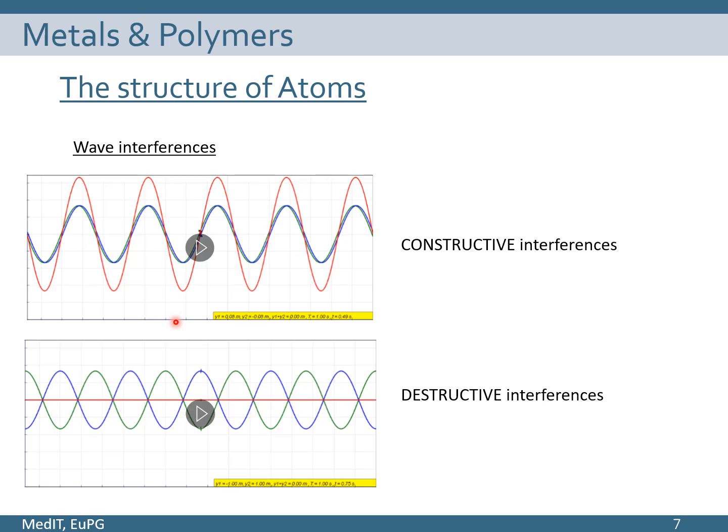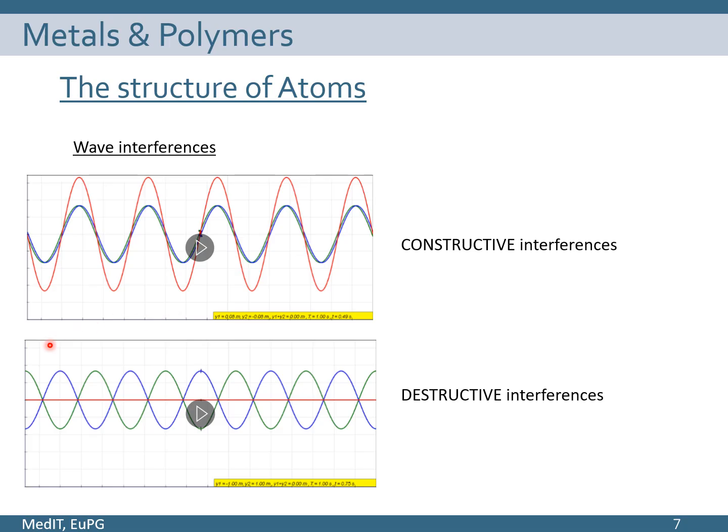And what happens to the amplitudes? Well, the amplitudes of the two waves add together. The amplitude of the red wave here, which is the sum of both waves, is twice the amplitude of the green wave or of the blue wave. Good. In that case, we call it constructive interference.